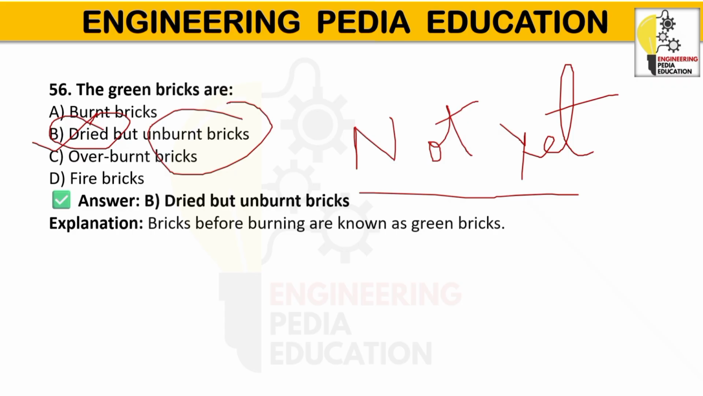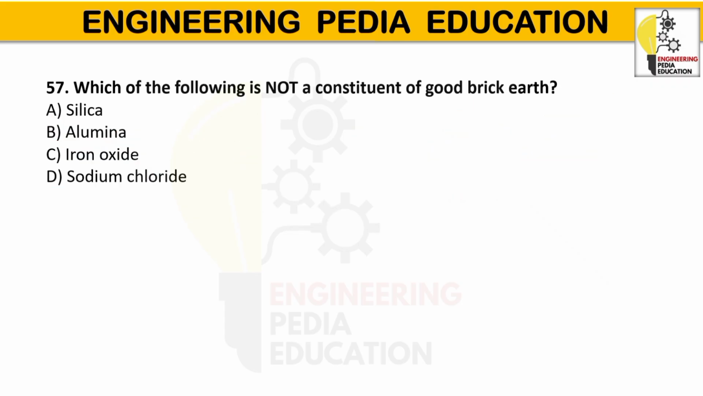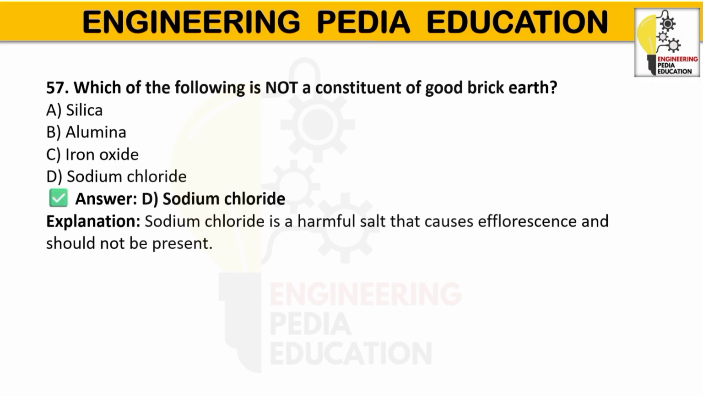Which of the following is not a constituent of good brick earth? Silica, alumina, iron oxide, sodium chloride. The correct option is sodium chloride. Sodium chloride is a harmful salt that causes efflorescence and should not be present. Efflorescence is a white deposit of moisture salts on the brick, which makes its appearance dull, and strength and durability also decrease due to this efflorescence.